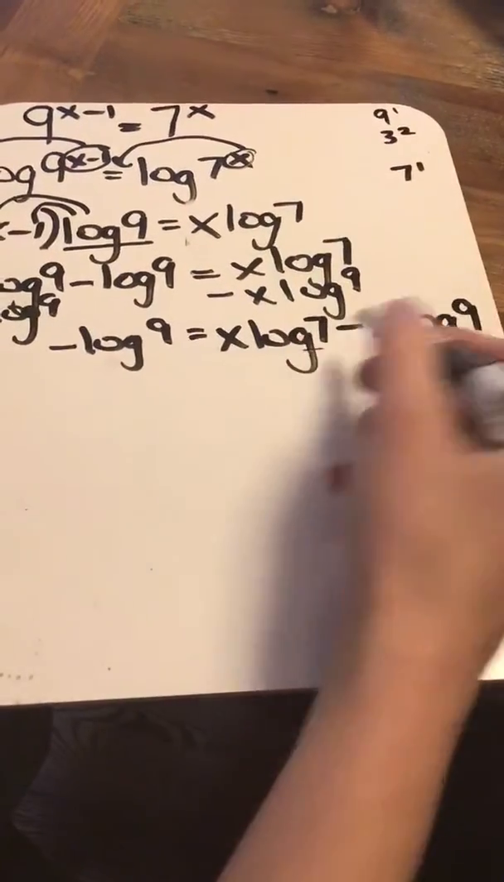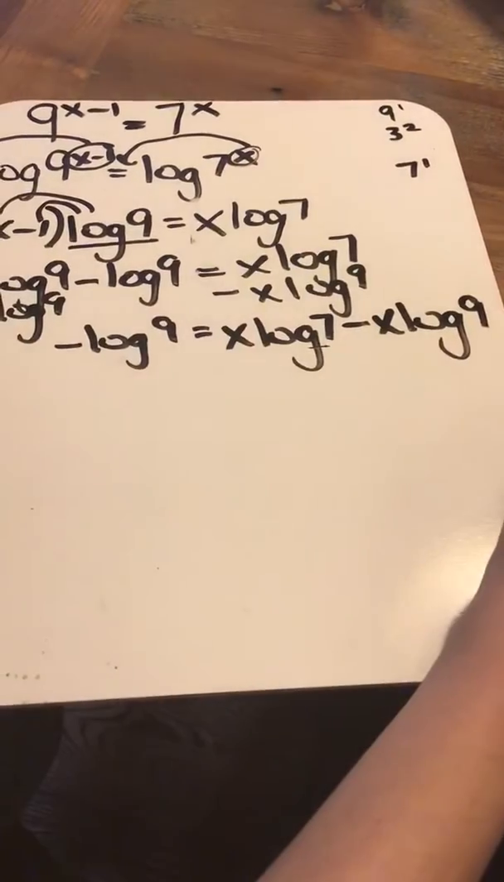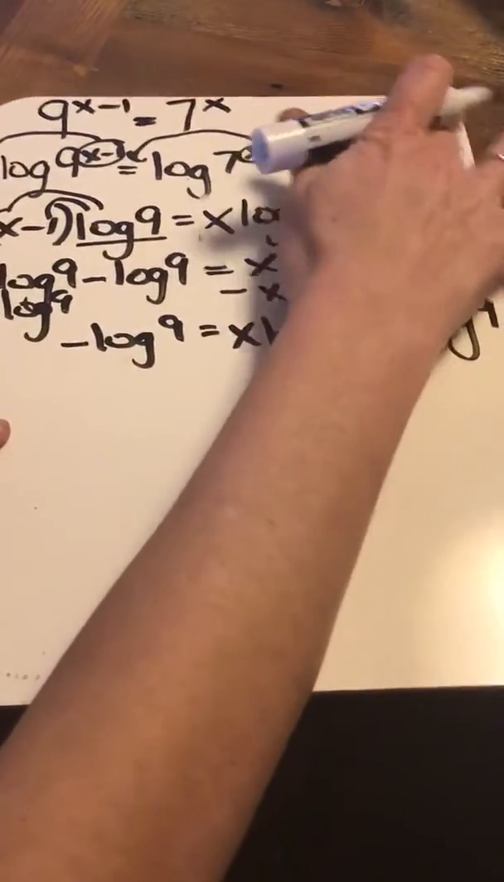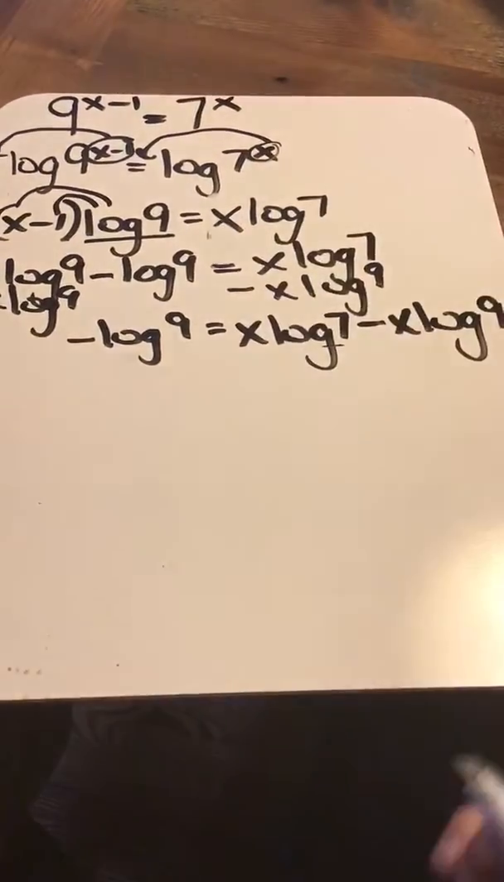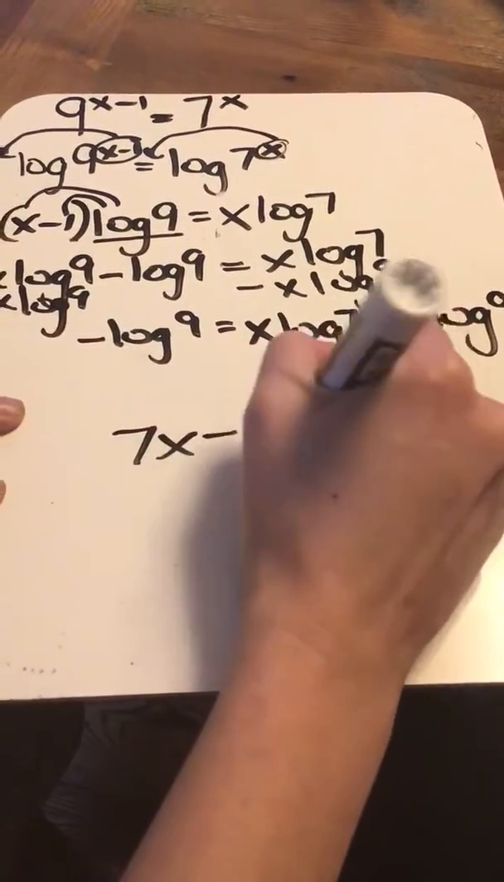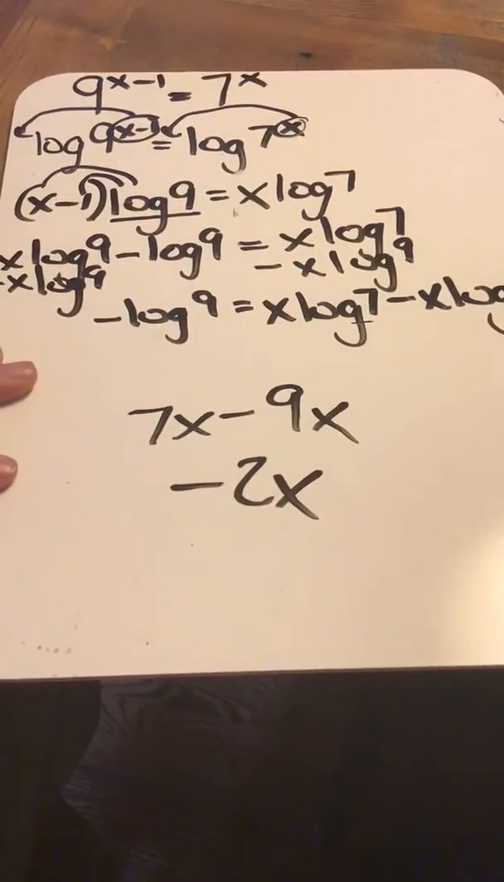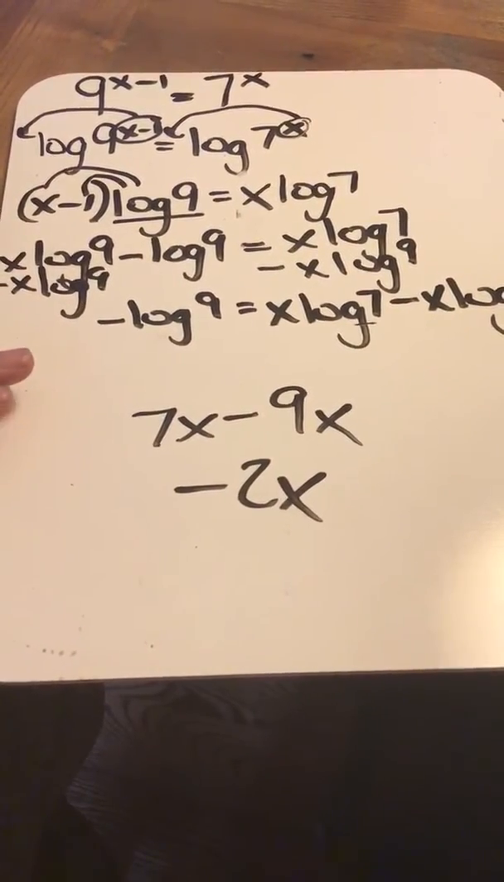Remember, log 7 is a number, log 9 is a number. Since they both have an x on them, my job is to combine them. I want to combine like terms. So think about, if I were to have on this side, say it said 7x minus 9x. Wouldn't I make that negative 2x? I would combine them into negative 2x. So that's the idea here. We want to combine them together.